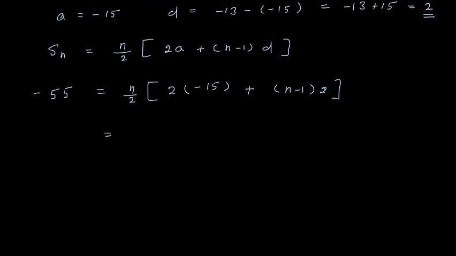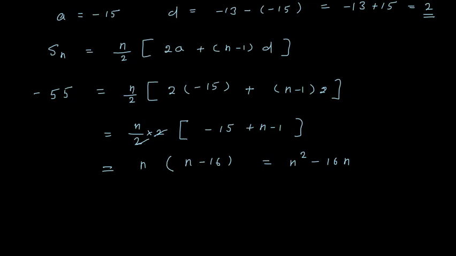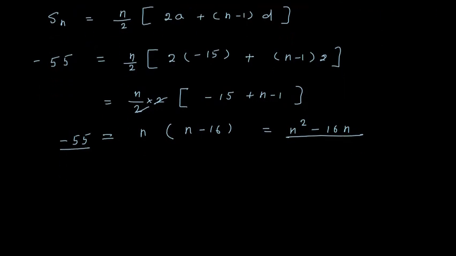So this 2 and this 2 you can take common. So n divided by 2 into 2, and inside we have minus 15 plus n minus 1. So this 2 and 2 cancel. Here it is n, and inside the bracket it is n minus 16. So this becomes n square minus 16n. And on the left side we have minus 55. So minus 55 is n square minus 16n.